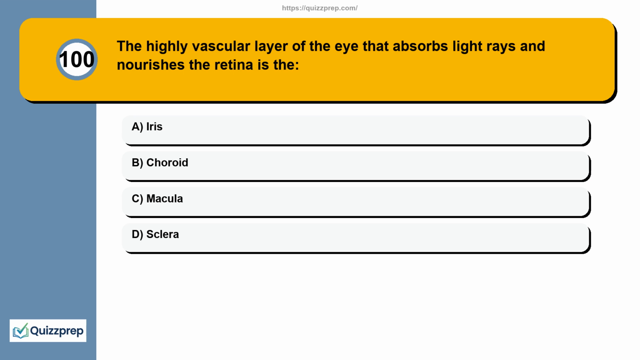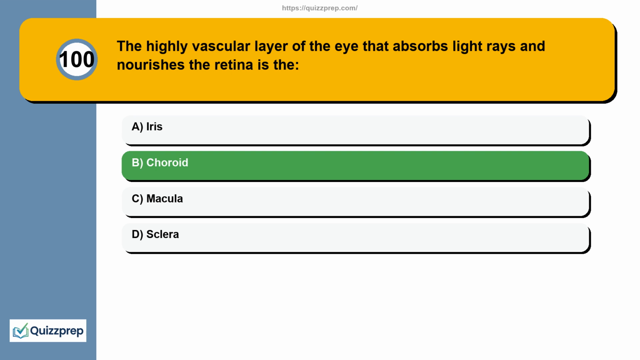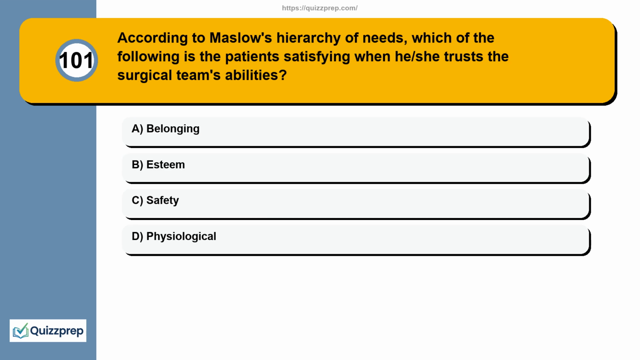A, iris. Option B, choroid. Option C, macula. Option D, sclera. The correct answer is option B, choroid. Question 101. According to Maslow's hierarchy of needs, which of the following is the patient satisfying when she trusts the surgical team's abilities? Option A, belonging.